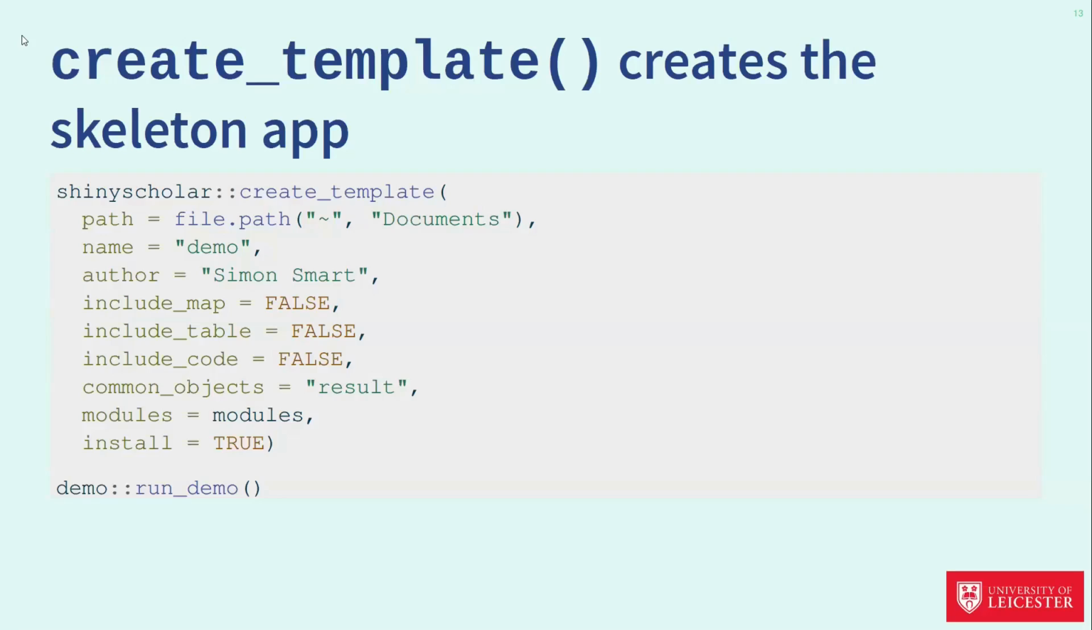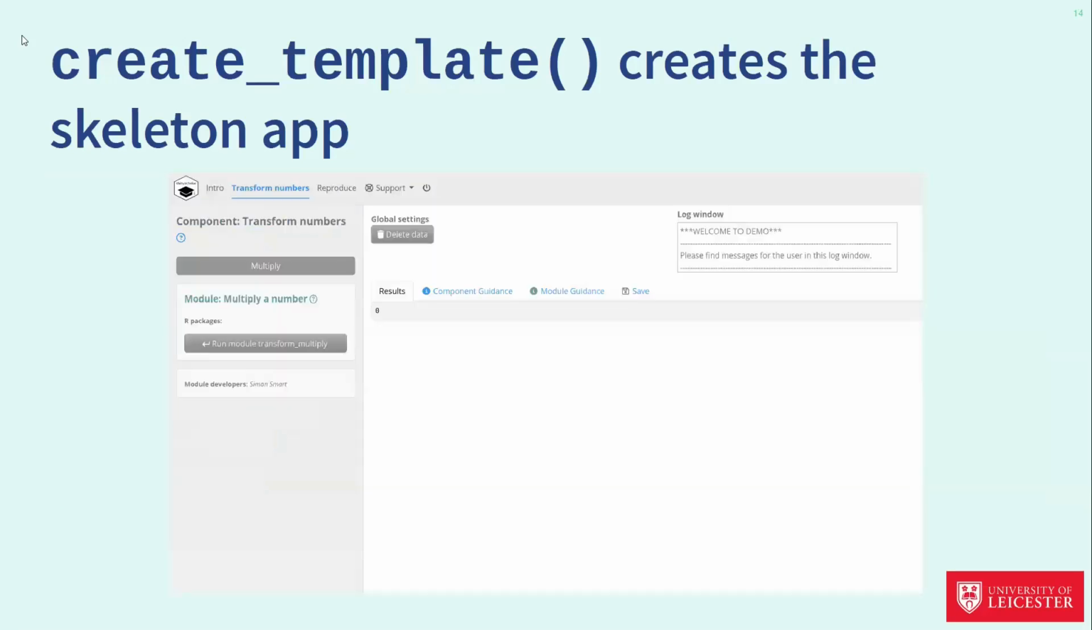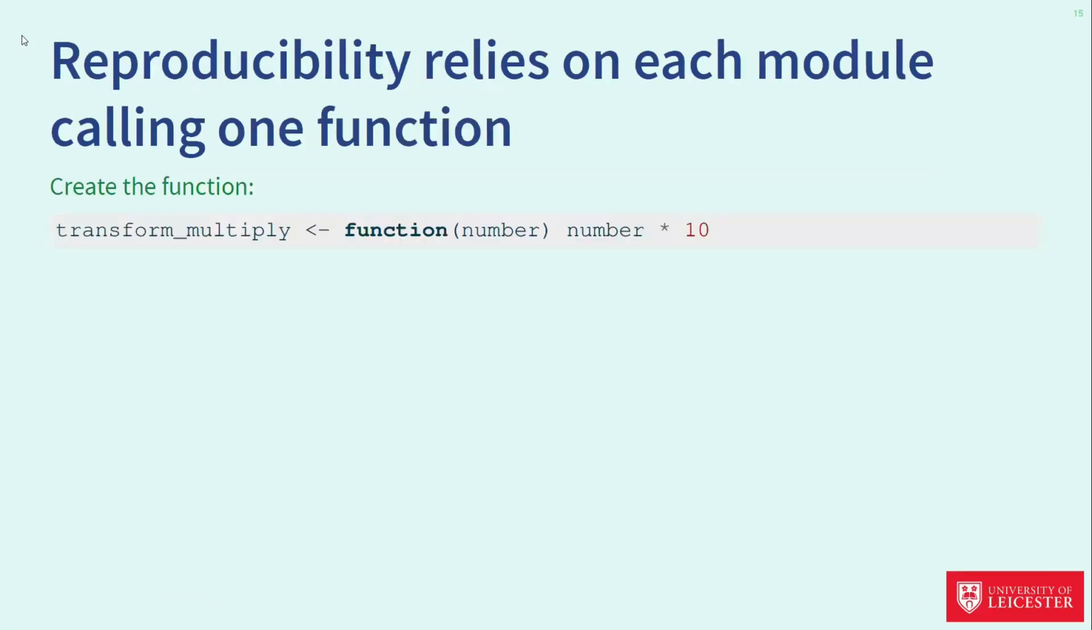In this case, we've just got one, which is the result. And then if we run this, we'll have a new package installed called demo, and we can run the app with demo::run_demo. So this is what we get to start with. This is very much the sort of blank slate, but gives a lot of common infrastructure there ready to build upon.